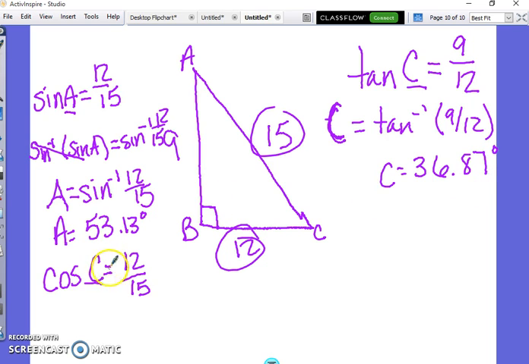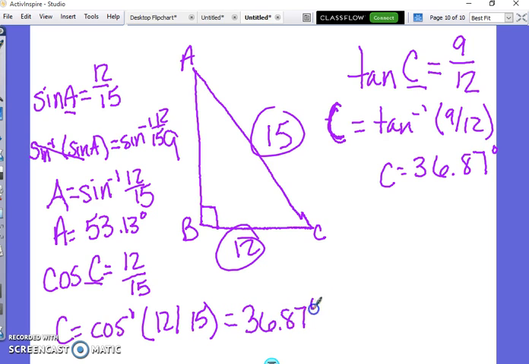Then we're going to find C one more way using cosine. C would be the inverse cosine of 12 over 15. So do inverse cosine of 12 over 15. What do you get? 36.86989765, so again, 36.87 degrees.